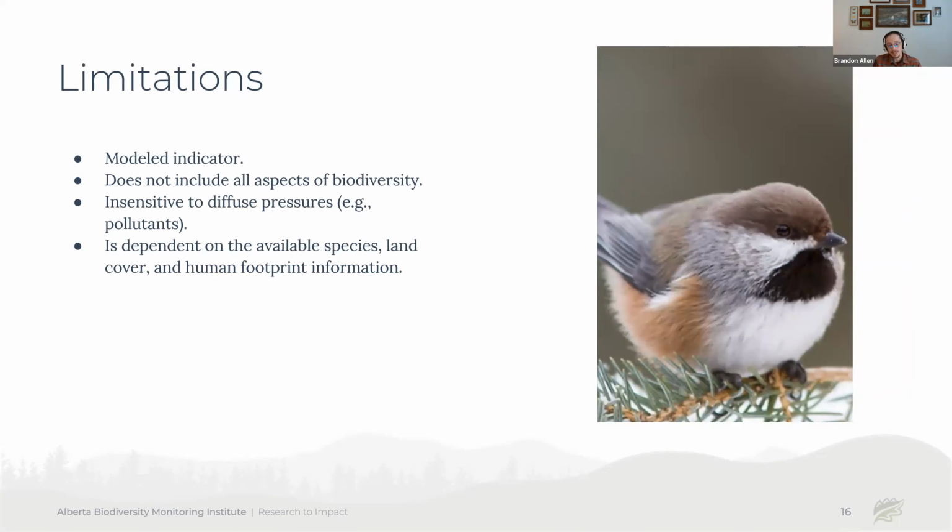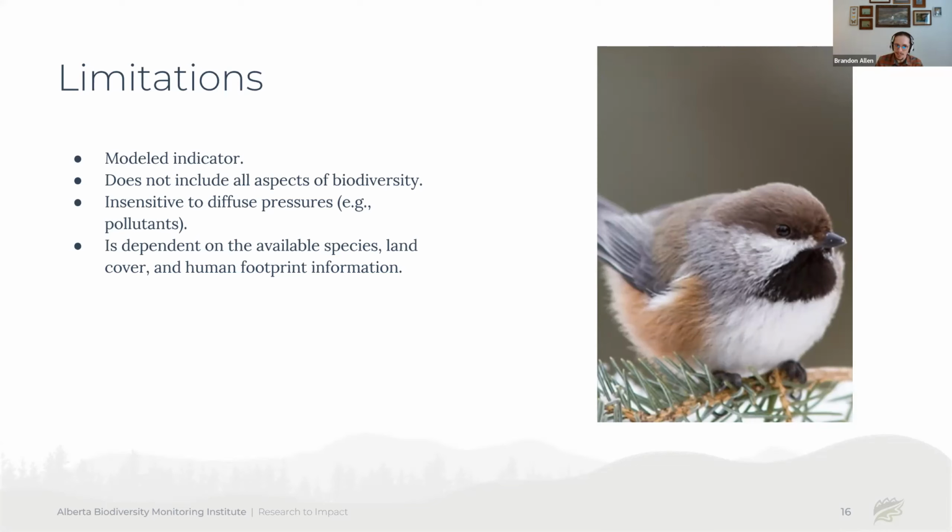Again, there are some limitations. The pros of it being a model indicator, you could say the same for it as a limitation. It's not tracking the true trend in species abundances over time. It's trying to predict that. And trying to monitor the whole province, it can be very challenging to accurately monitor trend over time. So this is a valuable way to do it, but again, just acknowledging it's a limitation.